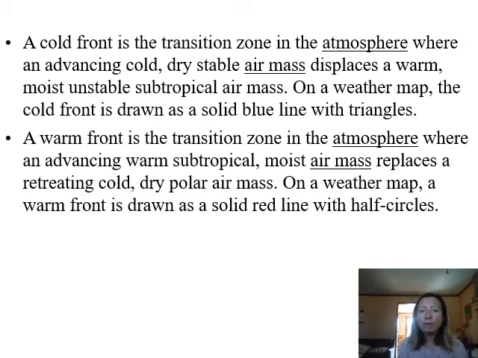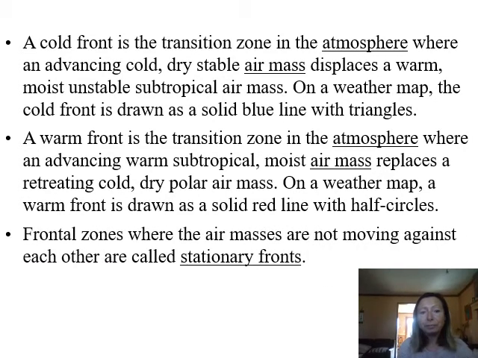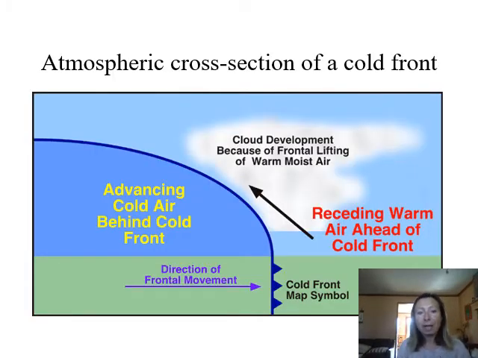A warm front is a transient zone in the atmosphere where an advancing warm, subtropical, moist air mass replaces a retreating cold, dry, polar air mass. On a weather map, a warm front is drawn as a solid red line with half circles also painted in red. Frontal zones where the masses are not moving against each other are called stationary fronts. So stationary fronts are staying in place.